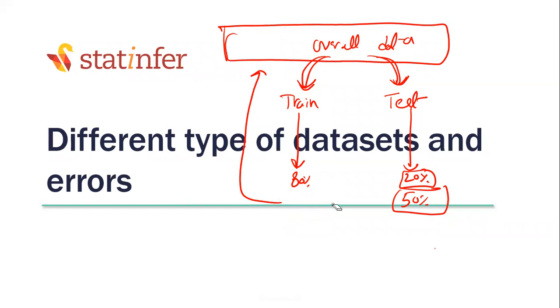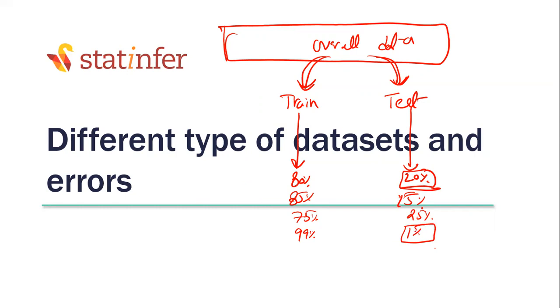Usually 80-20 is fine. 85-15, is that fine? 85 for training, 15 for testing. Yes, that is also fine. 75-25 is also fine. But too much less here, is it okay? 99% versus 1%. Is that fine? No. What is the problem here? We are not testing enough. We do not have enough testing data which can challenge the model robustly. So we need to have a good enough sample in the test data as well.